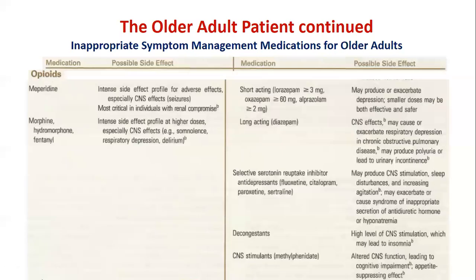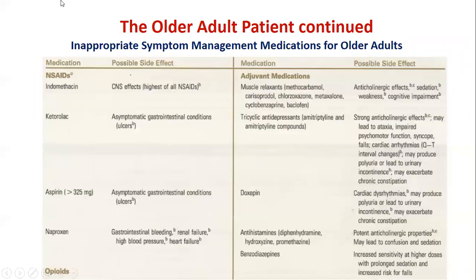What next? Next here, inappropriate symptom management of medication in older adults. So next here, NSAIDs, nonsteroidal anti-inflammatory drugs. We also call them analgesics.